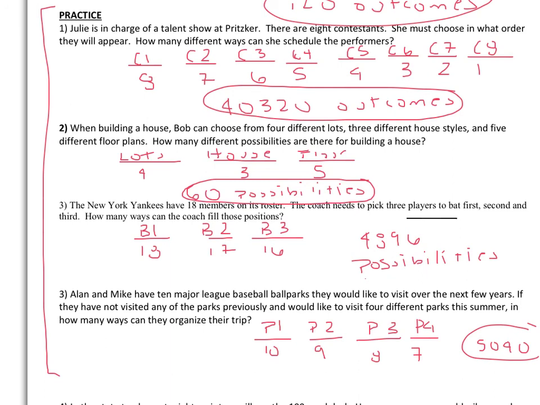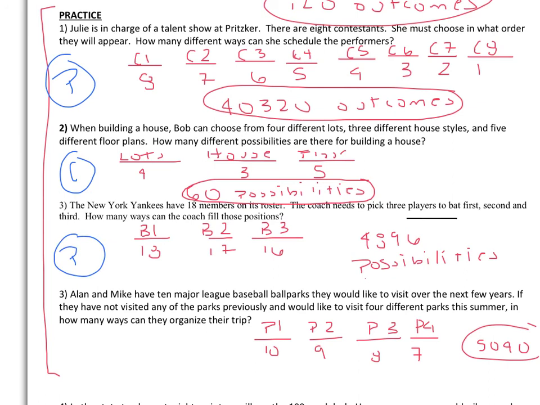All right, you should have said that the first one was a permutation, right? The order matters because if Molly performs first and Ann performs second, the order they're performing in matters. Number 2 is a combination. The order that you choose a lot, a house, and a floor plan doesn't matter, right? If you have a big lot, a small house, and type A floor plan, it doesn't matter what order you list those out. You could have a small house, a big lot, type A floor plan. It's the same thing.